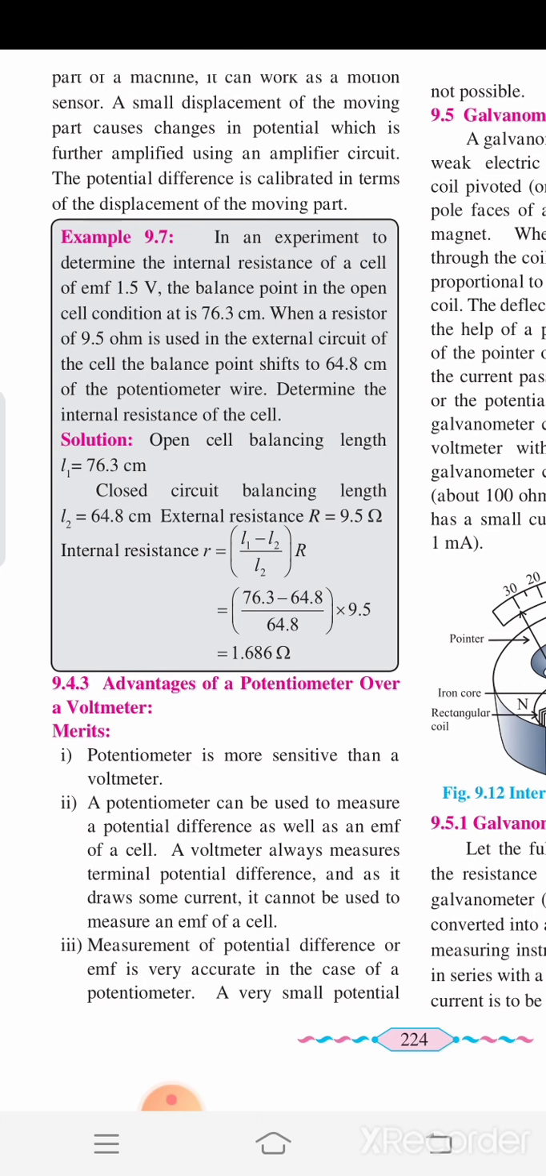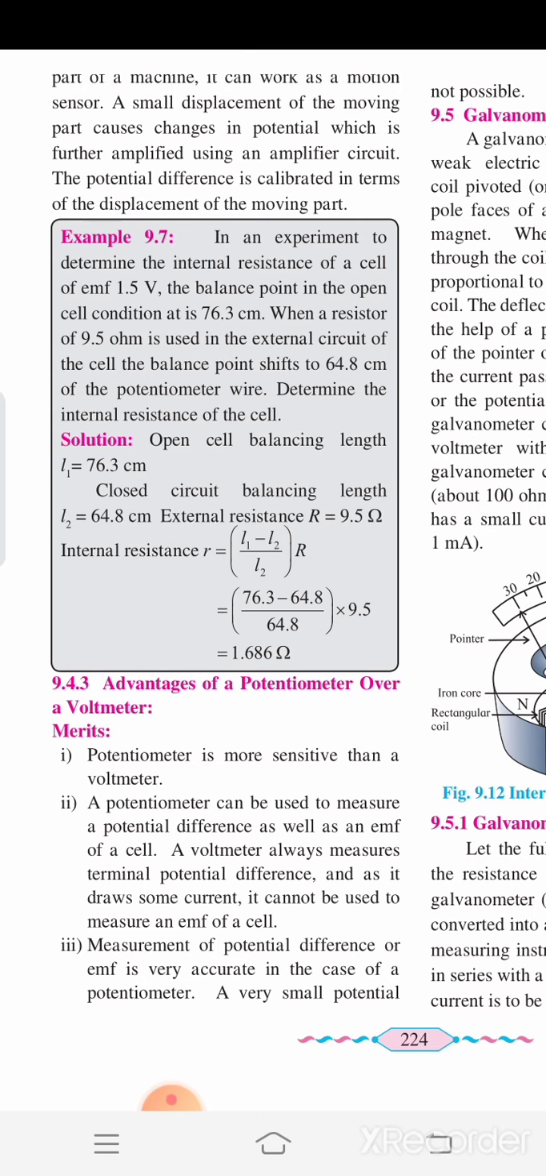A voltmeter only measures the terminal potential difference of a cell, because it draws some current in the measurement of potential difference. That's why it is only used to measure the terminal potential difference. In its place, a potentiometer is used to measure potential difference as well as EMF of a cell. That is another merit, and that's why we use a potentiometer in place of a voltmeter.